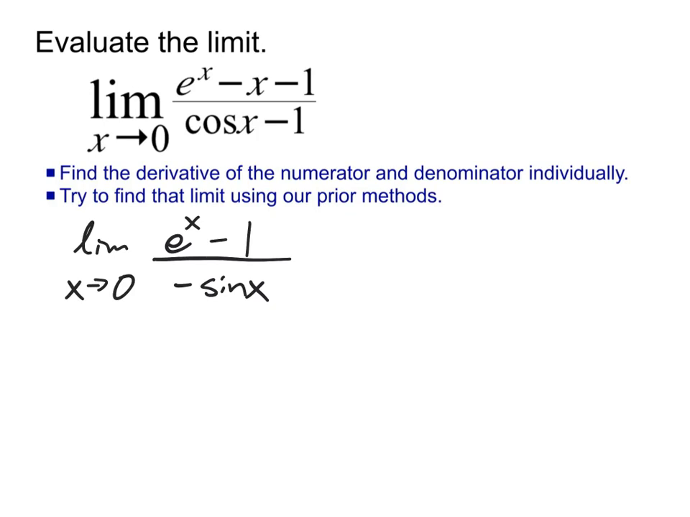I now try direct substitution. If I do direct substitution at this point, e to the 0 is 1, minus 1 is 0. Okay, on the bottom, what is sine of 0? Sine of 0 is 0. So that's negative 0. So we have to do it again. It is like we are starting the problem all over again.